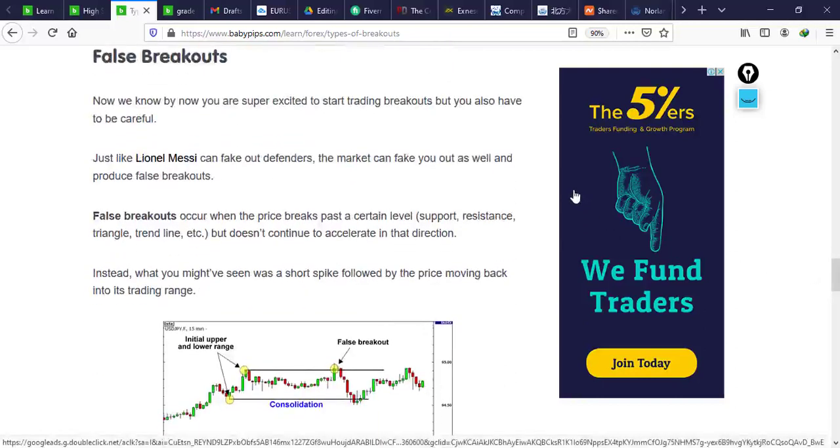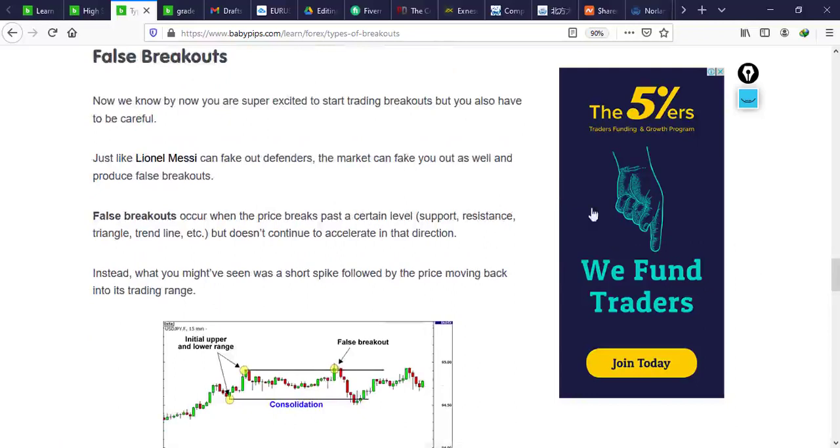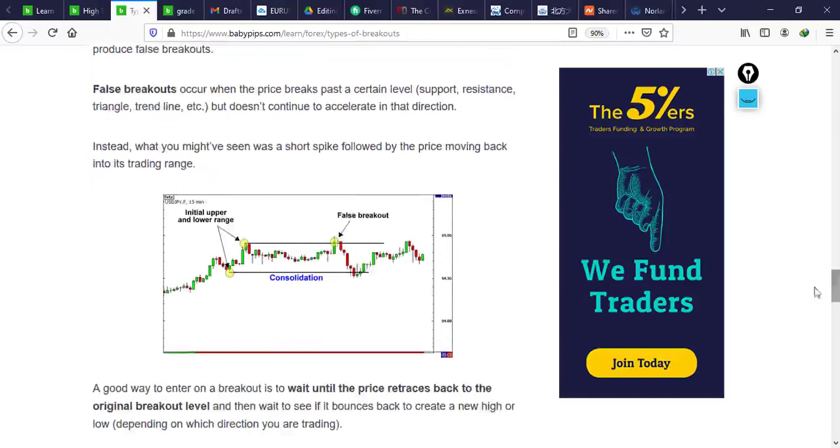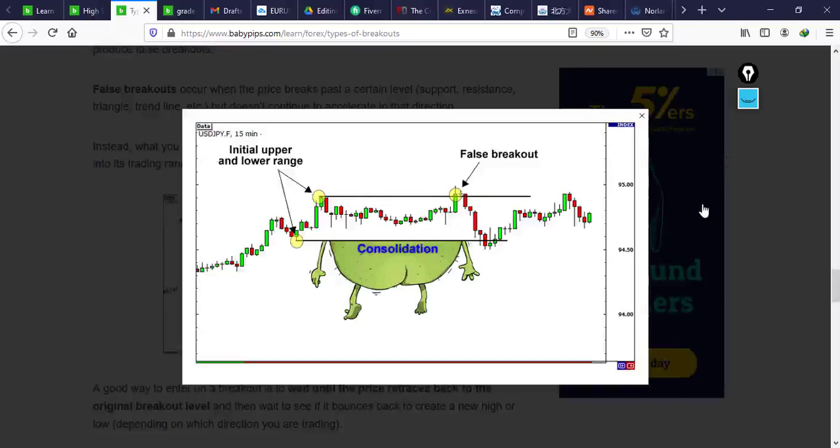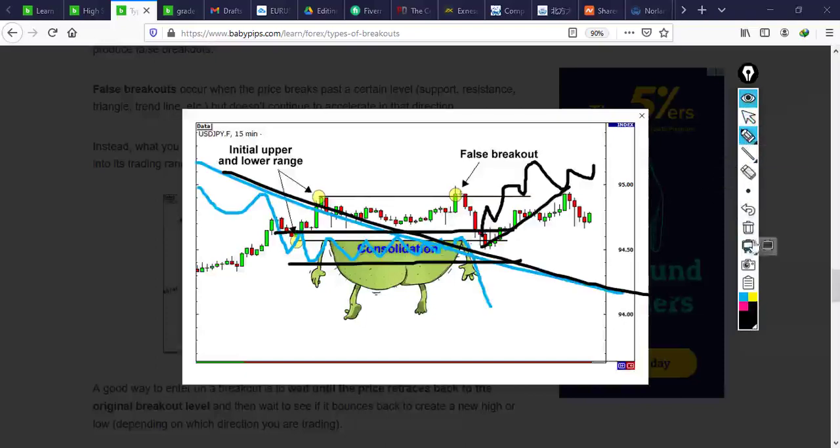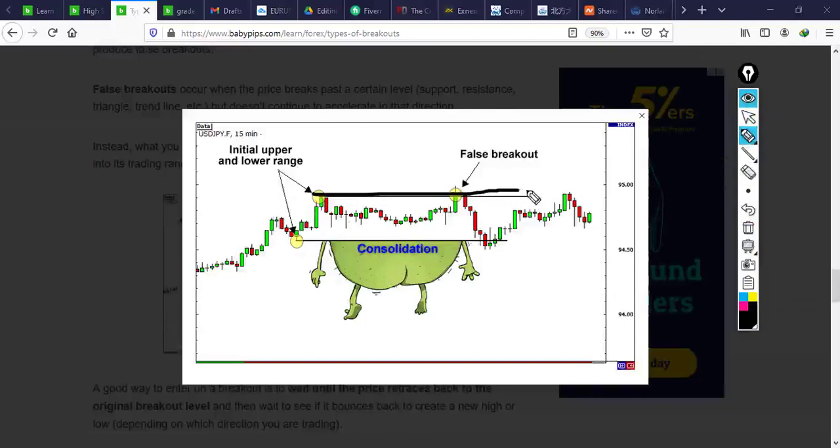False breakout. You know Lionel Messi very well, right? He's a formidable footballer. Now Lionel Messi, when he's with the ball coming against defenders, he can fake them out, make them believe he's going to do one particular thing but do something else. The same way, there is false breakout in the forex market. You would think the price has broken out of the range in a particular direction, and all you see is that price comes back again. If you had entered the trade the moment you spotted the breakout, you would take a huge loss.